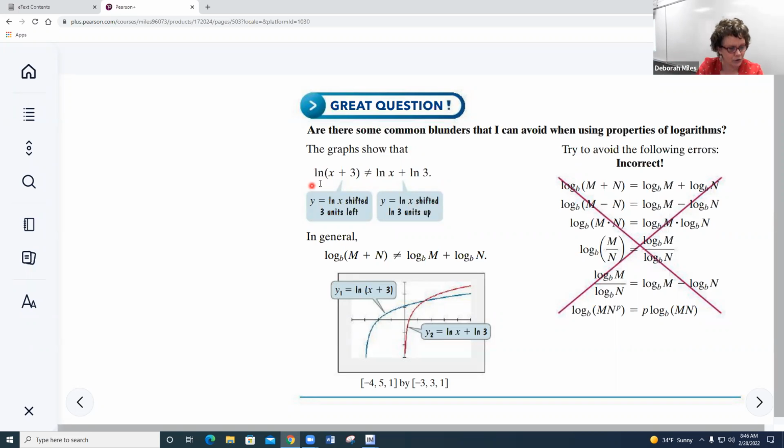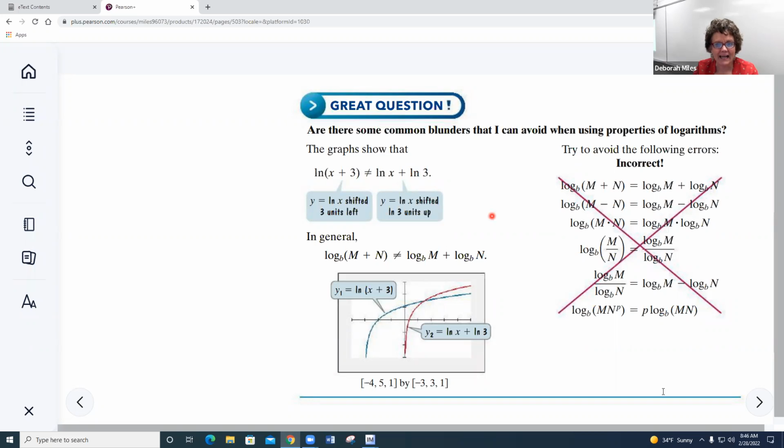But I see folks do that. Natural log of x plus natural log of 3, as if natural log was a number that you could distribute. If you had 5 outside parentheses and x plus 3 inside, you could distribute the 5, but that's not what natural log is. It's a function. It's log of something. So watch for that.